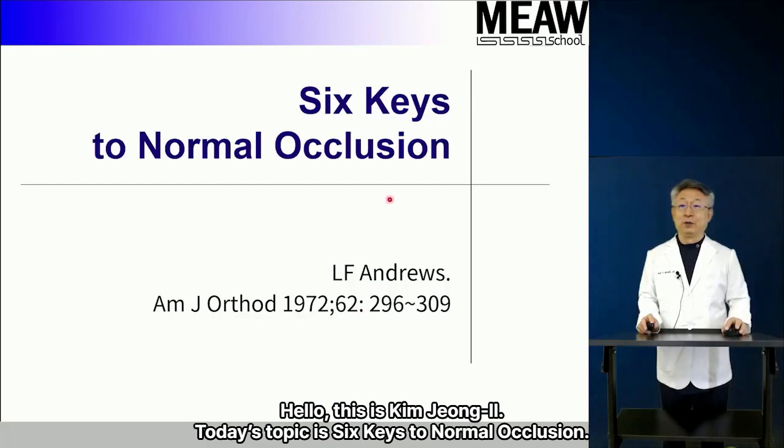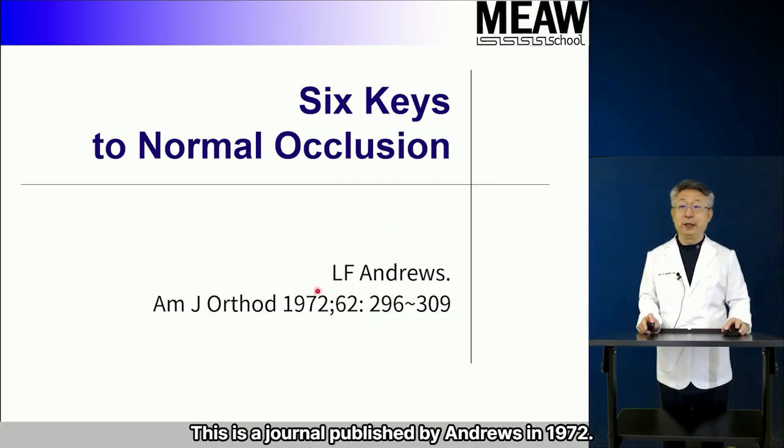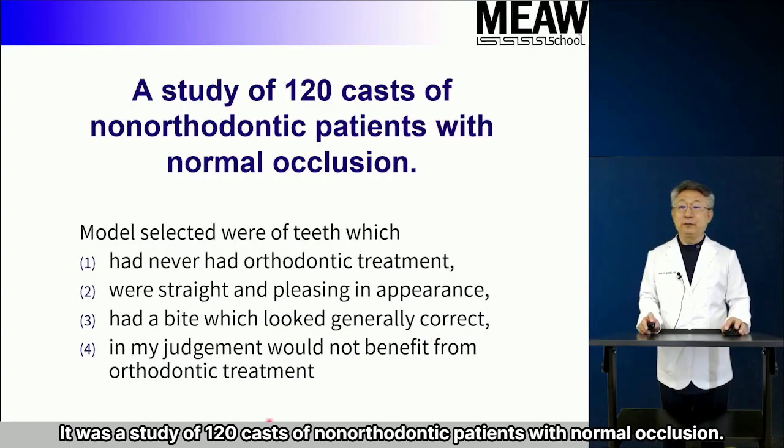Today's topic is the 6 keys to normal occlusion. This is a journal article published by Andrews in 1972. It was a study of 120 casts of non-orthodontic patients with normal occlusion.